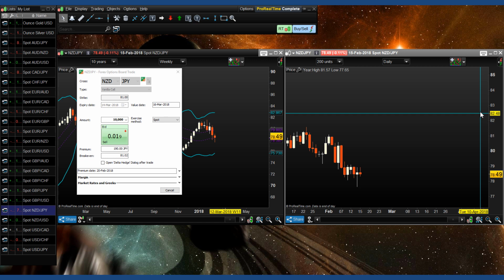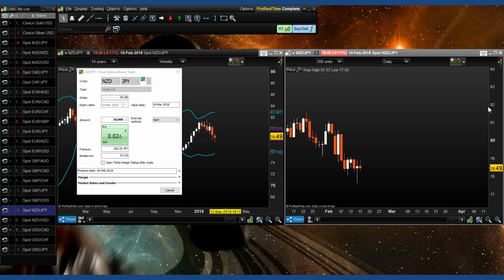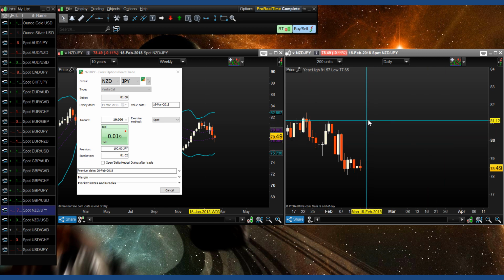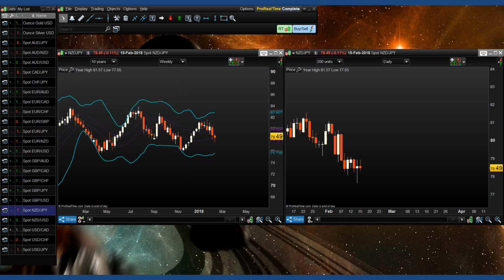I would prefer to take 83, 84, even 82, because that would put it above the high that this pair made just back in January. But 81 is the only option, and if you look at the price here for selling a call on 81, 14th of March expiration, it's 200 yen, which is barely any money. So the risk that you take to sell an option there to make 200 yen is completely not worth it, and that's why I scrapped that side.